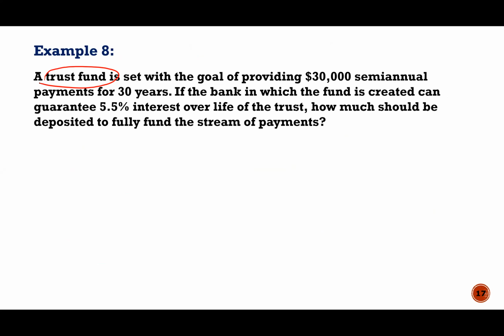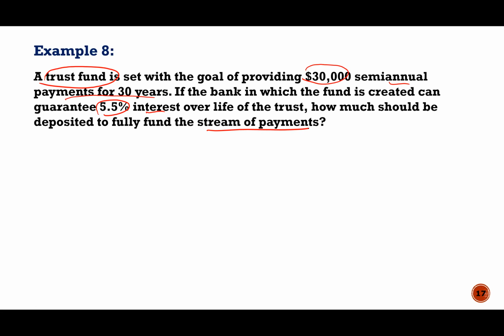So here, trust fund is set with the goal of providing $30,000 semi-annual payments for 30 years. Meaning the recipient of the fund will get $30,000 every 6 months. So on a yearly basis, the recipient will get $60,000 for 30 years. So if the bank in which the fund is created can guarantee 5.5% interest over the life of the trust, how much should be deposited to fully fund the stream of the payments?